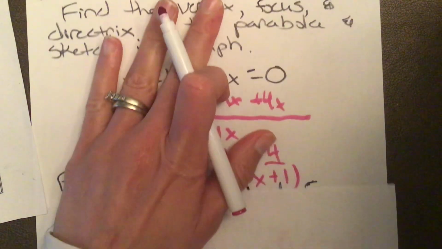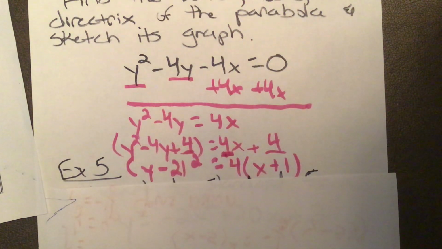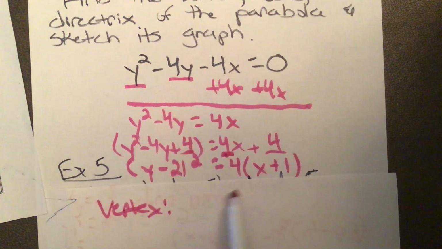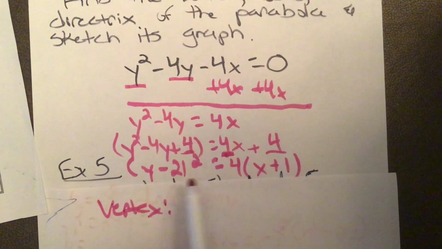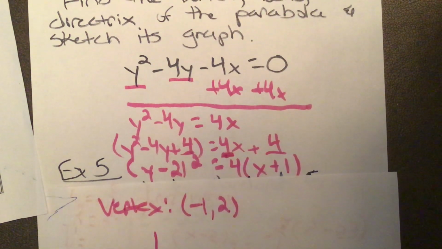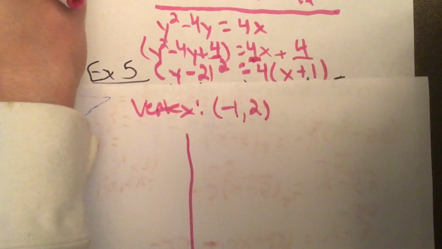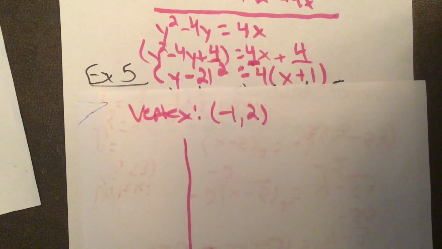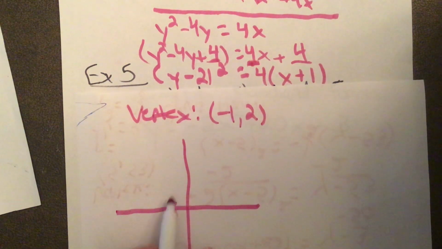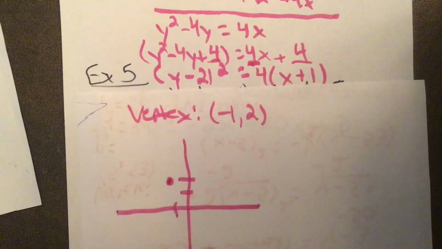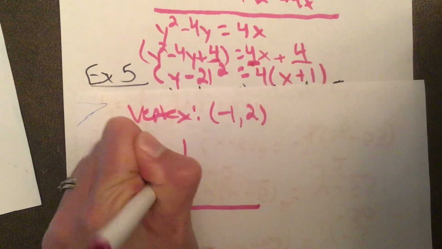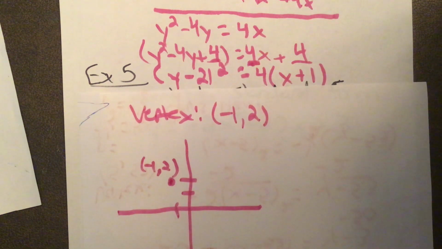I'm going to do that right here because I did not leave myself enough space. So as far as sketching the graph, first of all, let's identify the vertex. Vertex, remember, is always opposite of both of these. So the vertex is going to be at negative 1, 2. Again, it does not need to be a perfect sketch. So this is at negative 1, 2. There's my vertex.